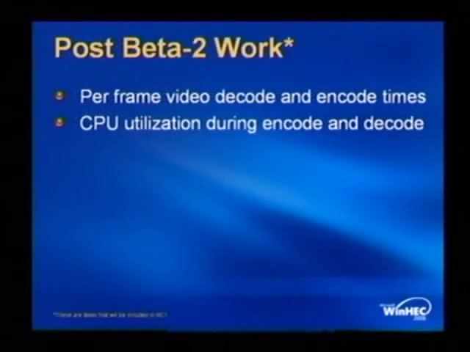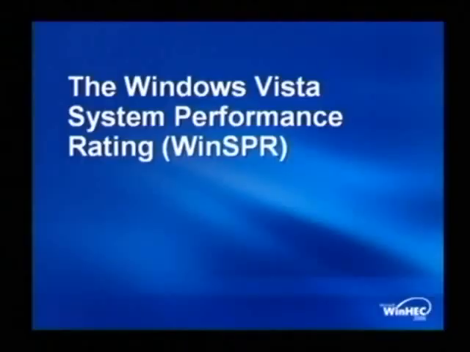So we're going to do a little bit more work post-beta 2 for RC1 and for RTM. We're not quite done yet. Like I talked about, we're going to include per frame decode times in the video decoding assessment. And we're also going to include CPU utilization for video playback assessments. And this is really interesting because it allows a good analysis of efficiency of video playback with respect to where the video is played, where the video playback is accelerated.